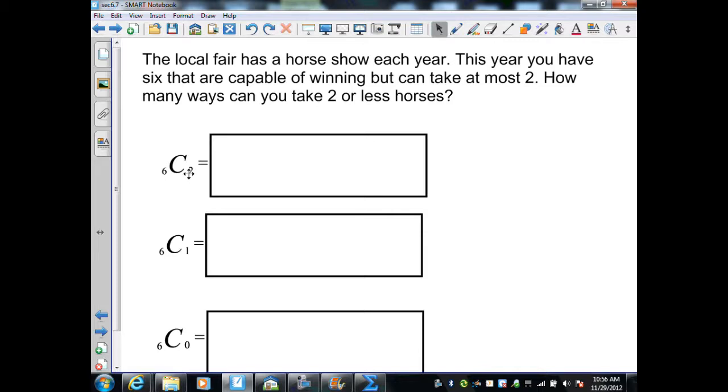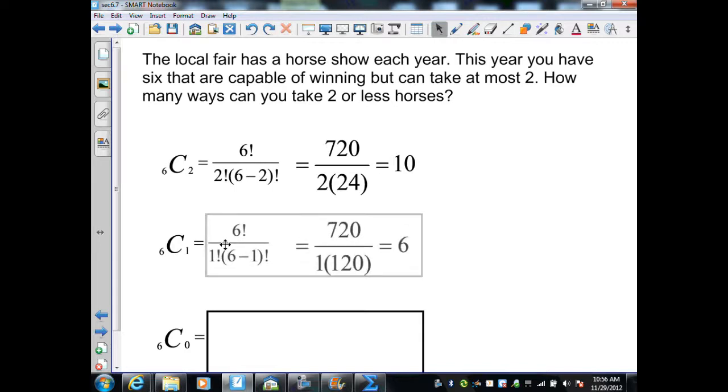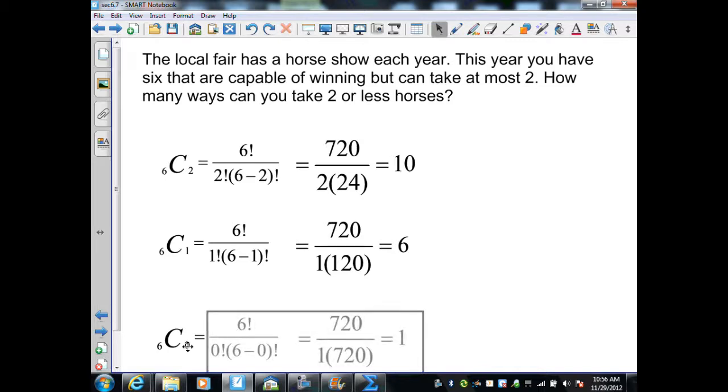In the first combination, I'm going to take the maximum number of horses to the show, which is 2 out of the 6 I have. In that case, I have 10 combinations that I can take those horses to the show. The next one, I decide just to take 1. When I substitute that value into my factorial, that gives me 6 combinations. And the last one, I'm not going to take any. When my solution is that I'm not going to take any, it's always one choice, which is 0 horses. And this is the complete solution to this problem.